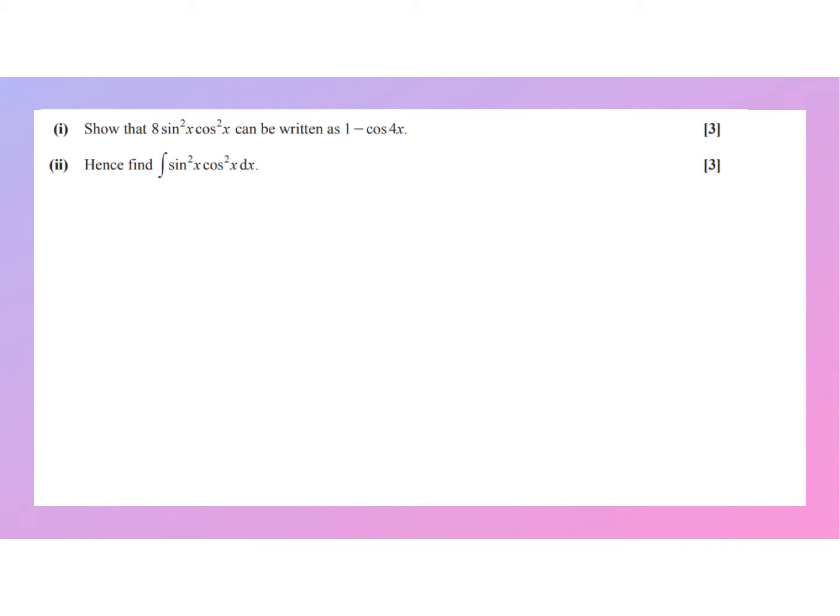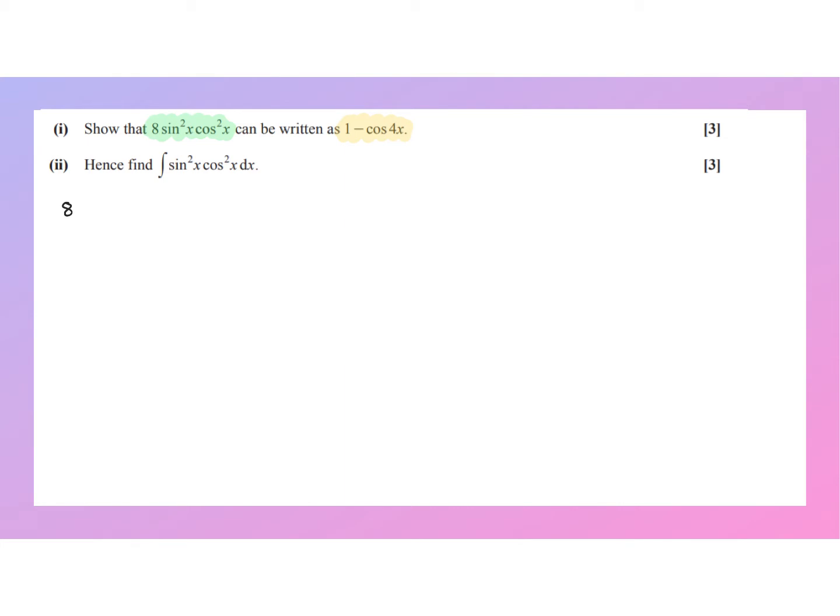So we can either start with this and show that it can be broken down into 1 minus cos 4x, or we can start with 1 minus cos 4x and show that it can be rewritten as the result shaded in green. I'm going to start with 8 sine squared x cos squared x, and you need to remember that this process can be done in multiple ways. There are different ways of proceeding here.